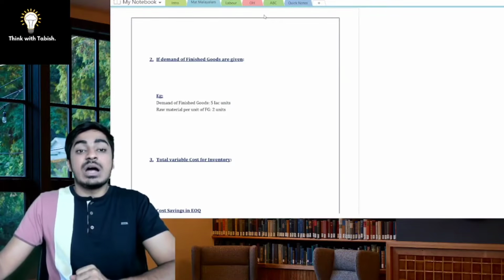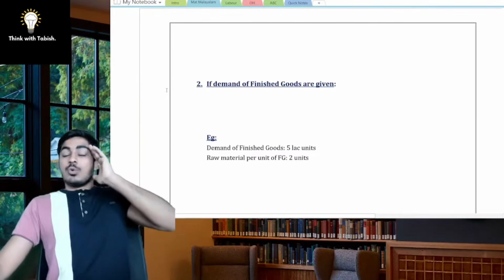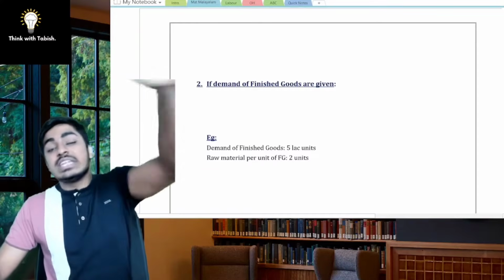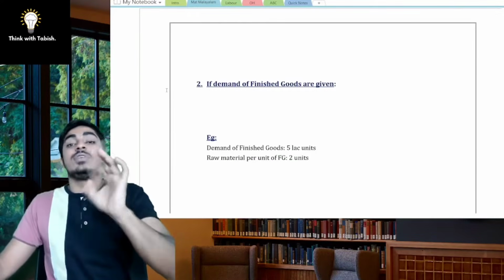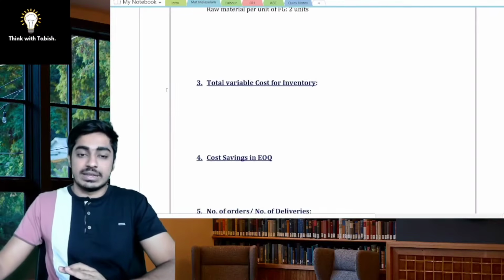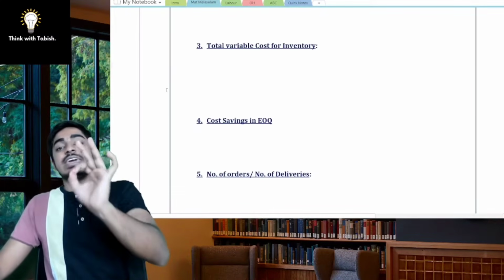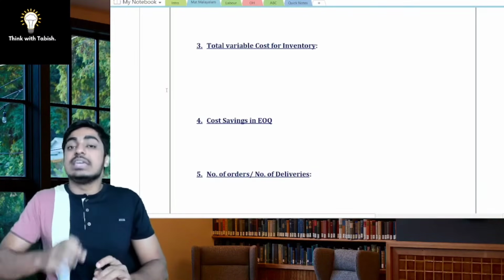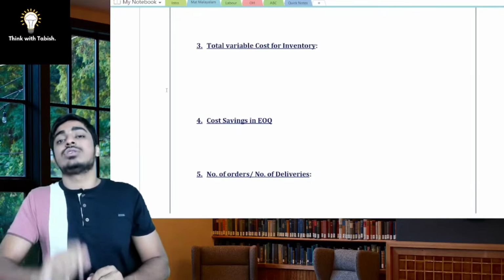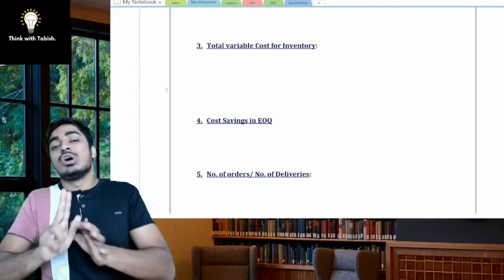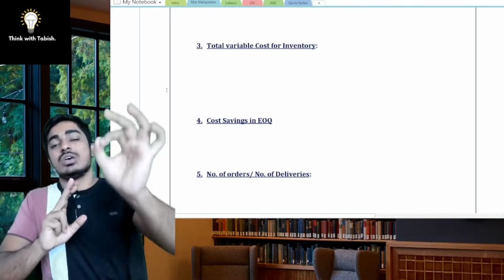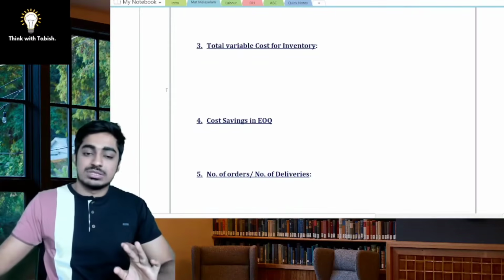Next, if demand of finished goods is available, what we want to see is how many units of raw material we are buying. So if demand of finished goods is given, we need to arrive at the demand of raw material. Next, total variable cost of inventory. If the question is telling you total variable cost of inventory, total raw material cost, total inventory cost, all these mean the total of purchase cost, ordering cost and carrying cost.